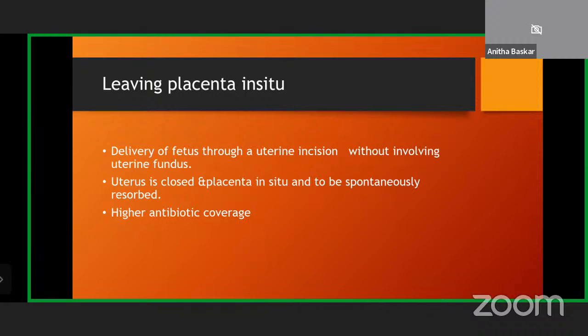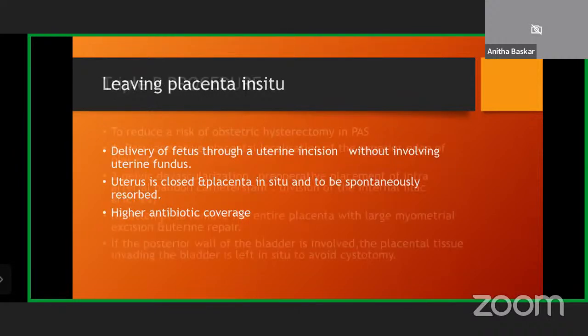For this patient, higher antibiotic coverage is needed. Mostly the patient goes into secondary PPH, and there is more risk that the patient may again go for hysterectomy. So nowadays, leaving the placenta in situ is banned. It is not practiced. What is the procedure?